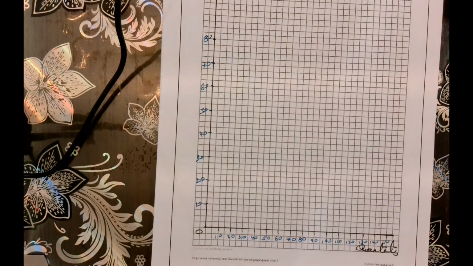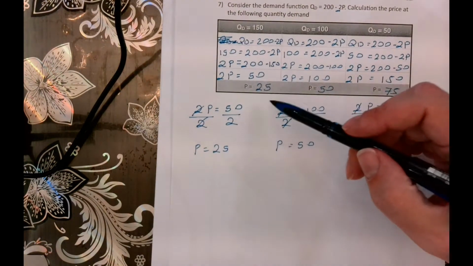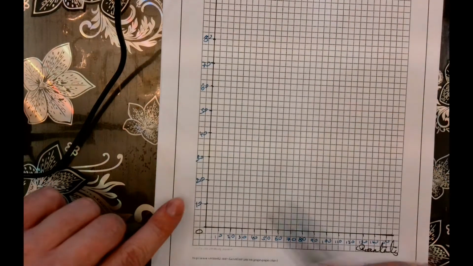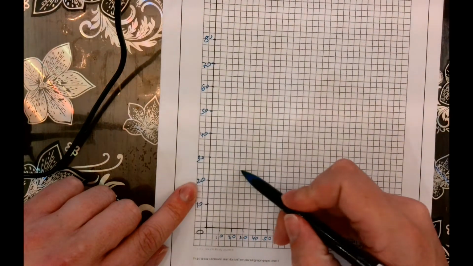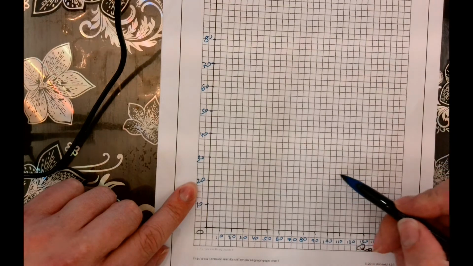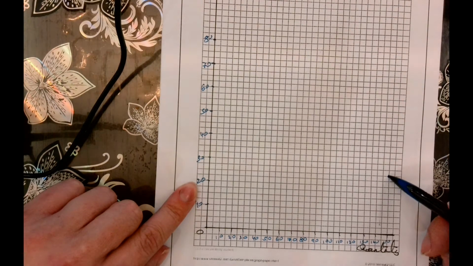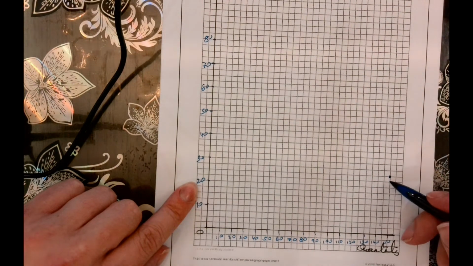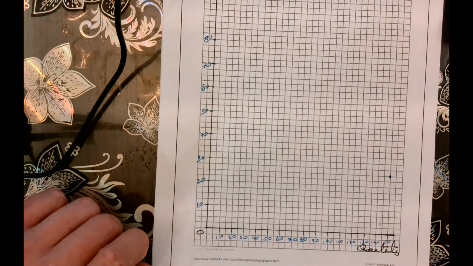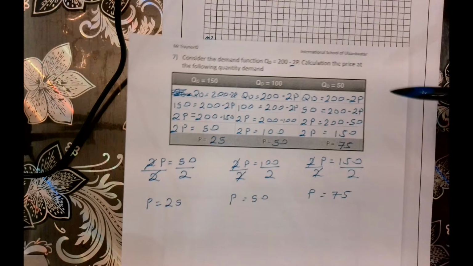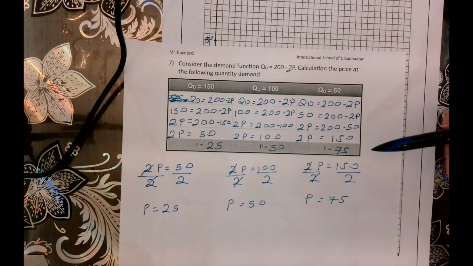Okay, so back to this. At a price of 25, the quantity demanded is 150. Now here's 20, so that means here's 25. So it goes straight across this line all the way until I reach 150, which is just 2 more in, and there's 150. So there's 25 and 150. At a price of 75, the quantity demanded is 50.